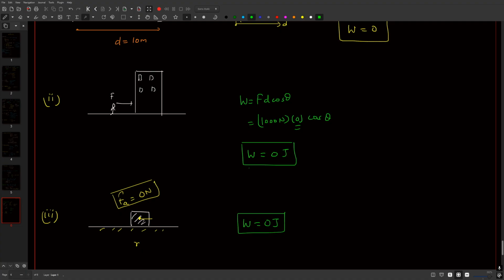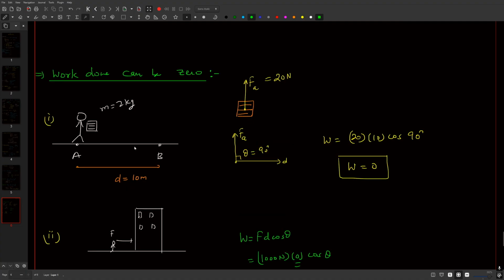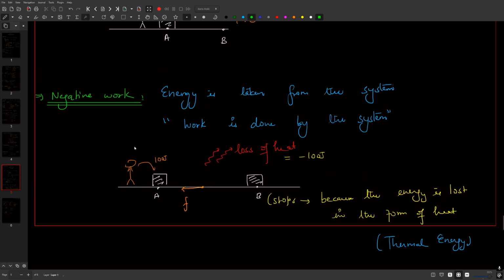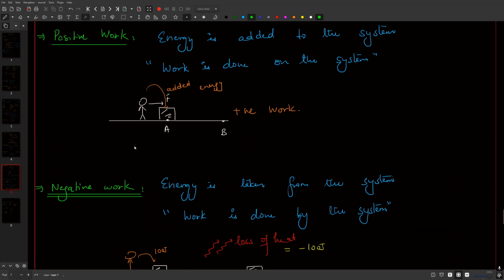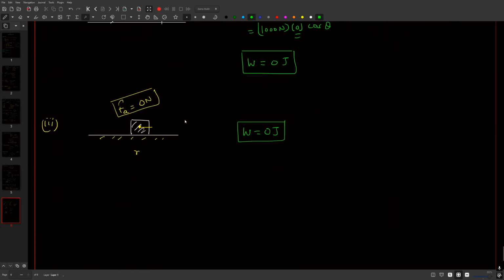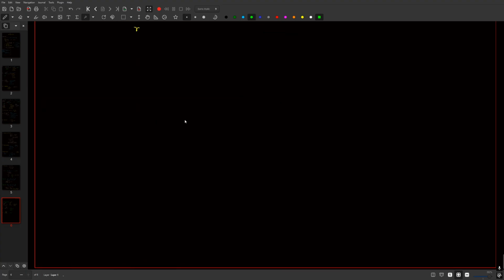All right. So these are the cases where we can have positive, negative, and 0 work done. And even though work is positive, negative, and 0, it is not a vector quantity, it is a scalar quantity. So keep that in mind.